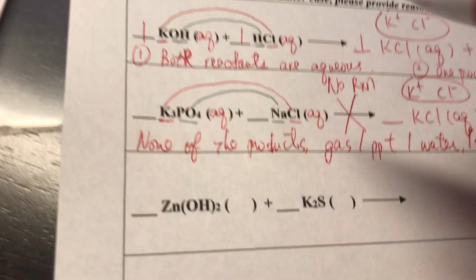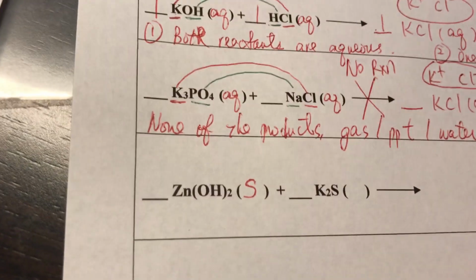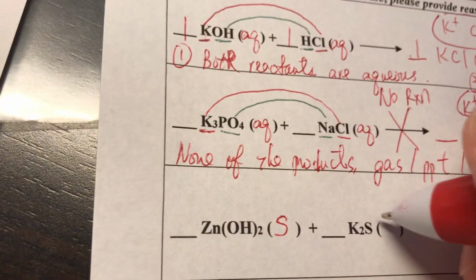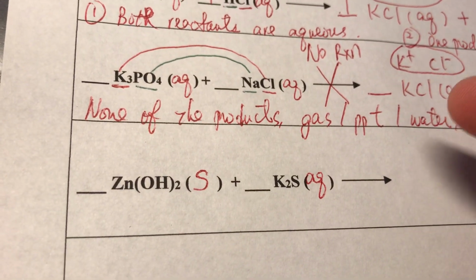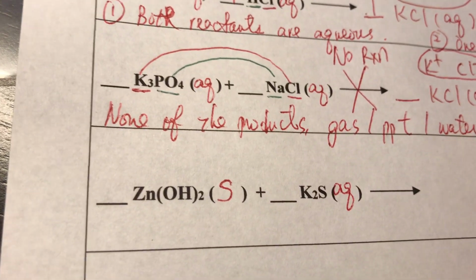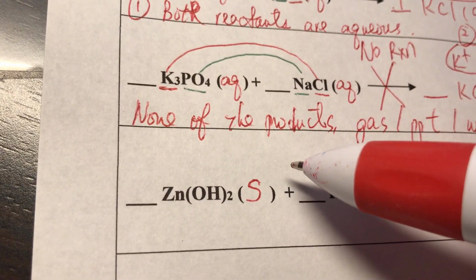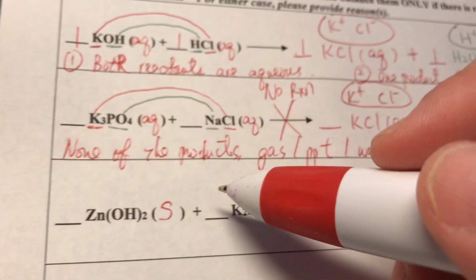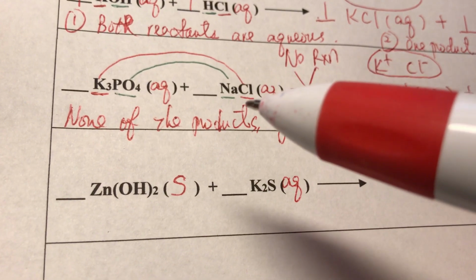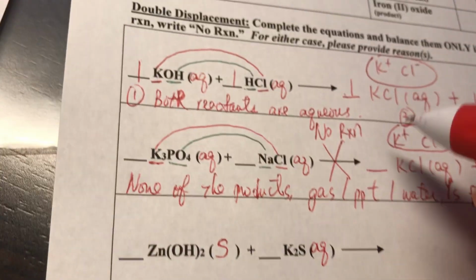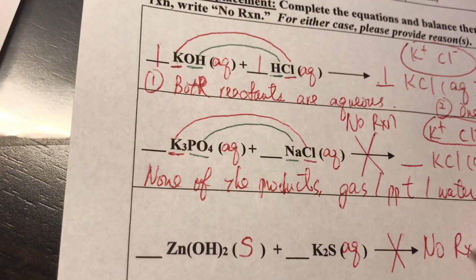Alright, so next one. ZnOH2, if I check the solubility, it is solid. K2S is aqueous. Now, since one of the reactants is not aqueous, I don't even need to draw the rainbow because ZnOH2 is a solid, meaning that it's just not soluble, it does not ionize, it does not form ions, so you cannot do any exchange. So I don't even need to continue. I would just put an X on it and no reaction.